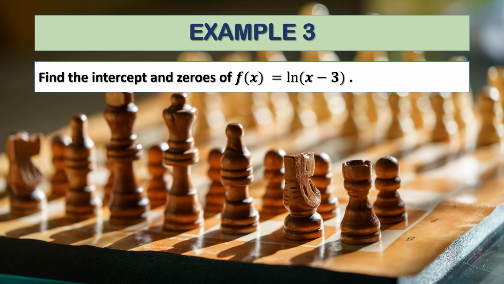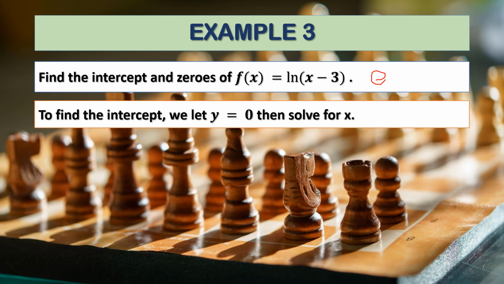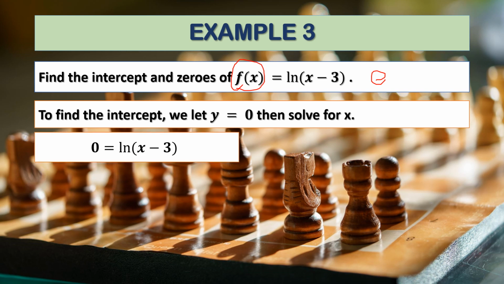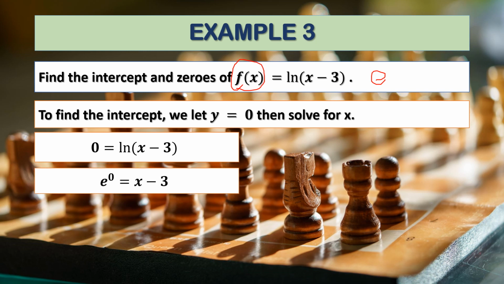Example 3. Find the intercept and the zeros of the function f of x is equal to the natural log of x minus 3. That means our base is e, because it is a natural log. So to find the x-intercept, we simply let y equal to 0, then solve for x. So 0 is equal to natural log of x minus 3. Since it is a natural log, our base is e.